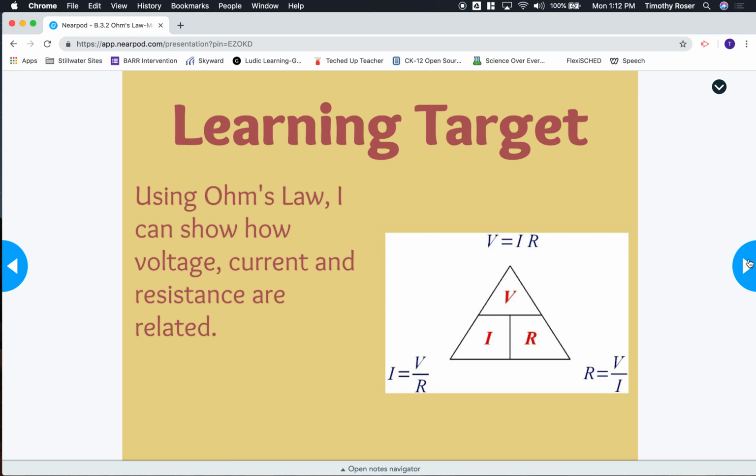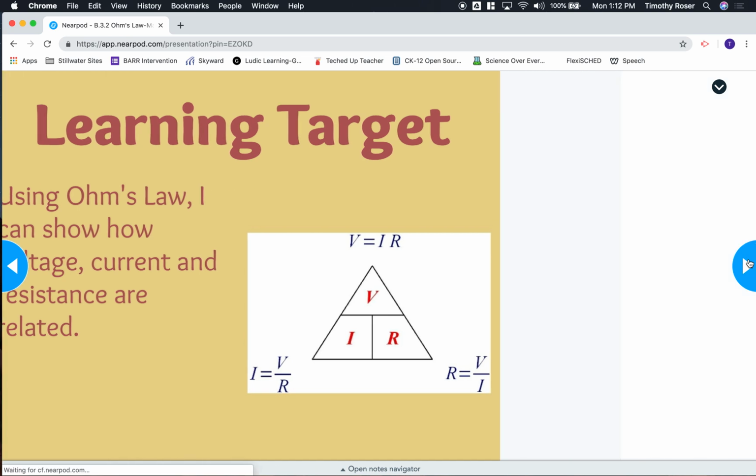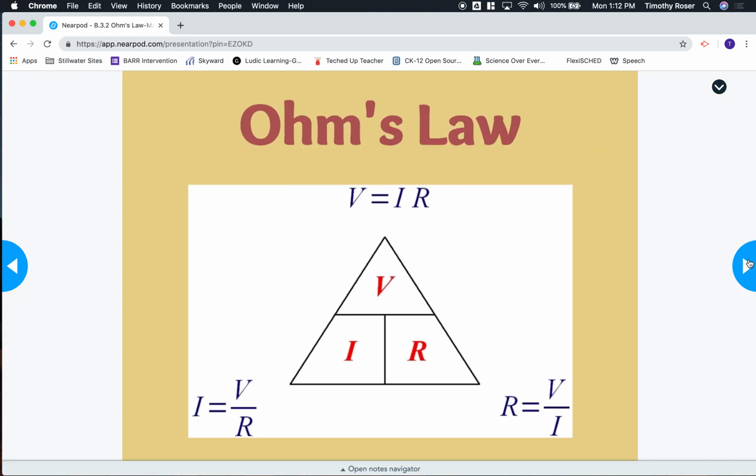All right, our learning target today is: using Ohm's Law, I can show how voltage, current, and resistance are related. So, Ohm's Law is a formula, and this formula shares the form of a number of formulas that we have learned this year. Very straightforwardly put, it is voltage equals current times resistance. Now, please note, voltage is V, resistance is R, current is I. That's going to be a little tricky one that you're going to have to remember, that current is I in this formula. Now, here is the formula triangle for Ohm's Law.